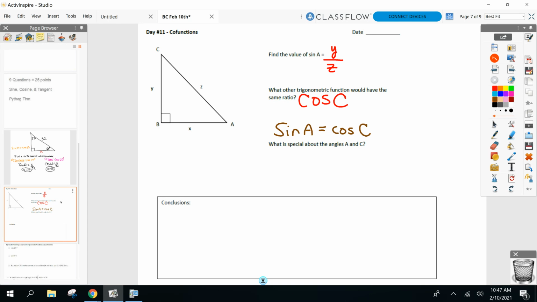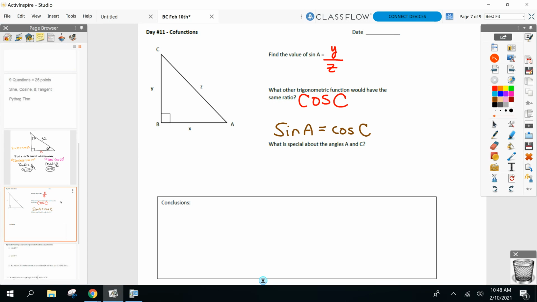It is, but I'm trying to figure out angle A by itself and angle C by itself. Do they relate to each other anyhow? Angle A and angle C. Is there any relationship between the two? Anybody at home think they want to take it? Zach, you think you got it?